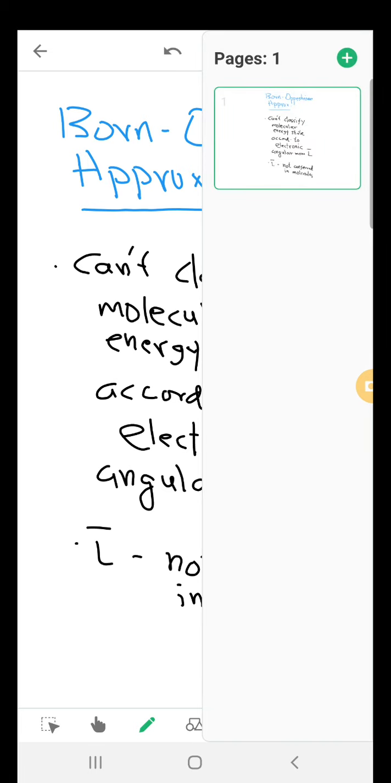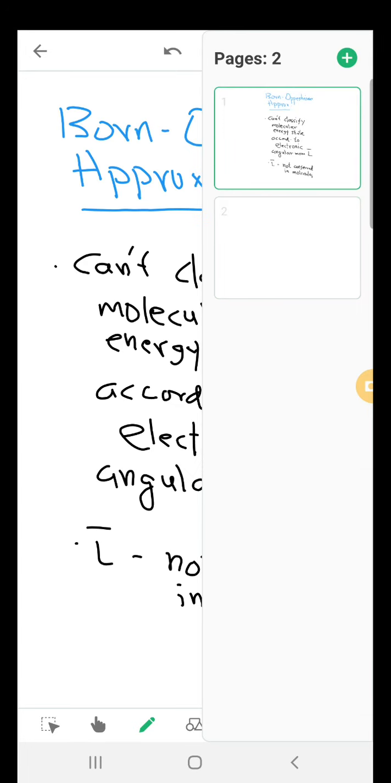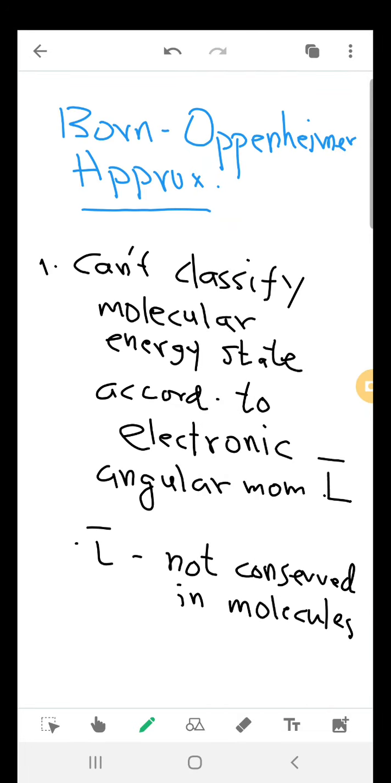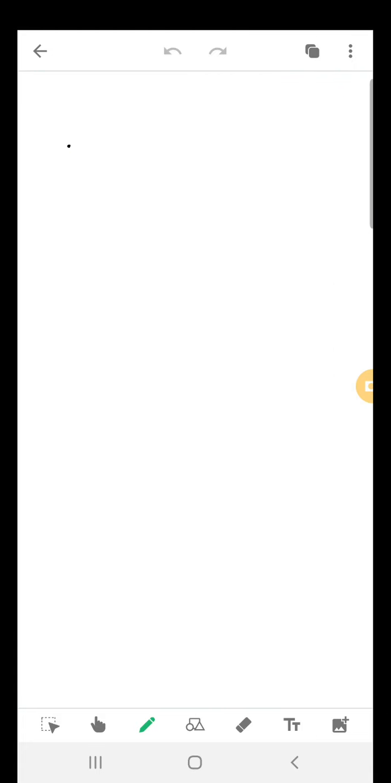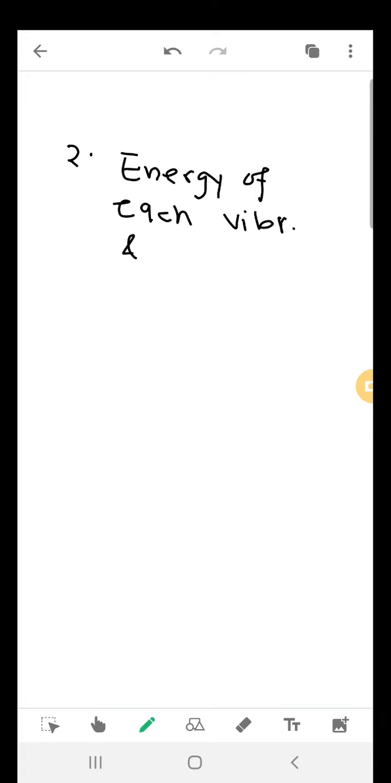The second postulate, number two, is that the energy of each vibrational and rotational motion is quantized.